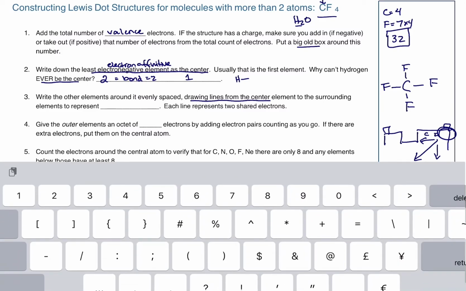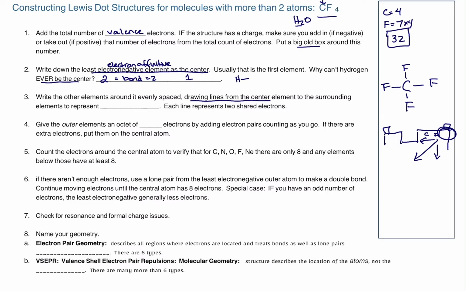There are such things as double bonds. Just as a note, this molecule wouldn't have a double bond, but you can draw double bonds, and that just means that there's a total of 4 electrons between these 2 elements. But it wouldn't be able to do that. We'll explain that in just a second.